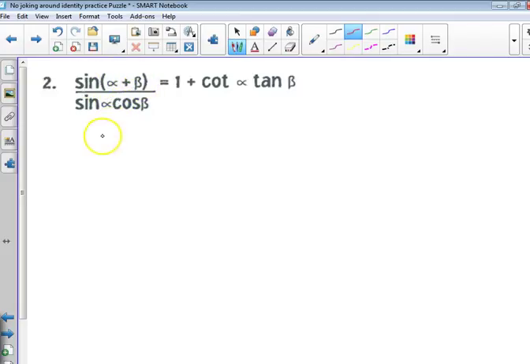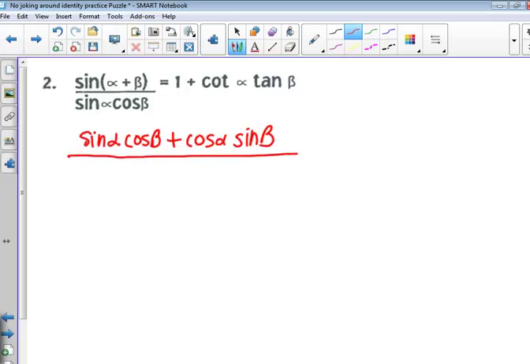the top. You can change it to X's and Y's or A's and B's if you don't like these goofy symbols, okay? I need my blue sheet. Okay, the sine is sine of alpha cosine beta plus cosine of alpha sine of beta. And that's all over this denominator. Okay, now what?